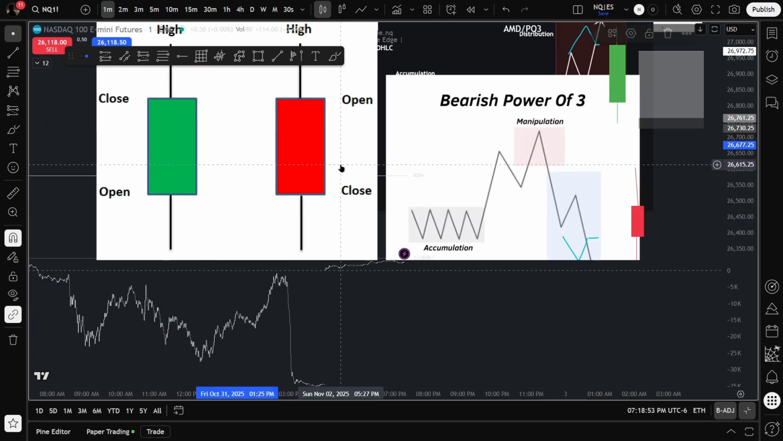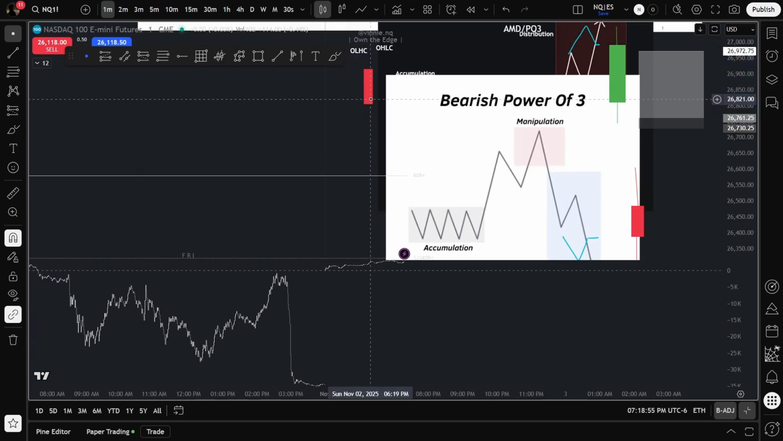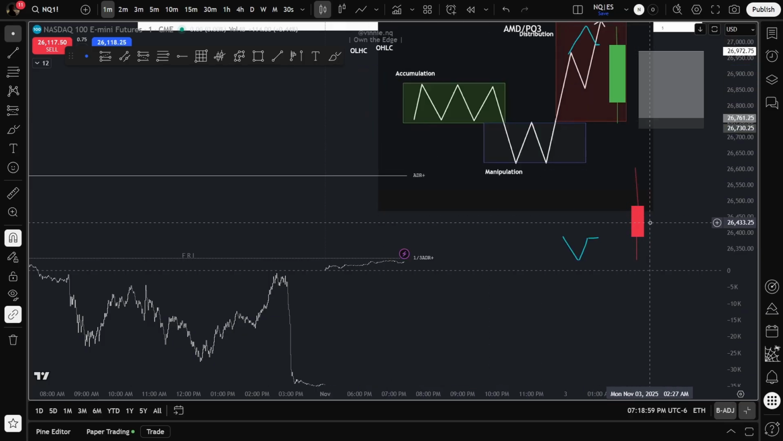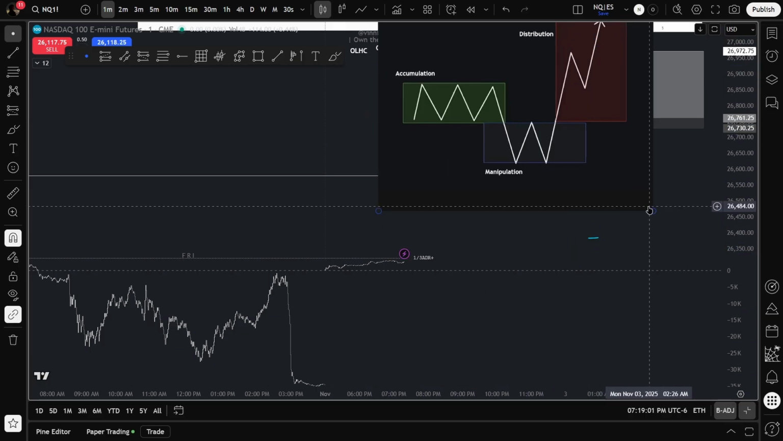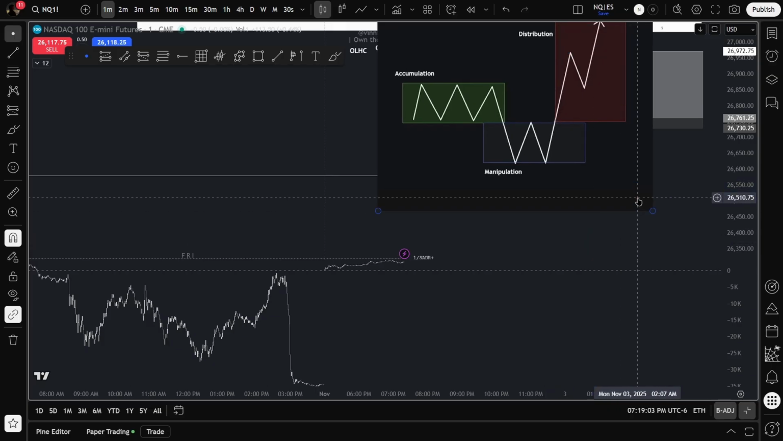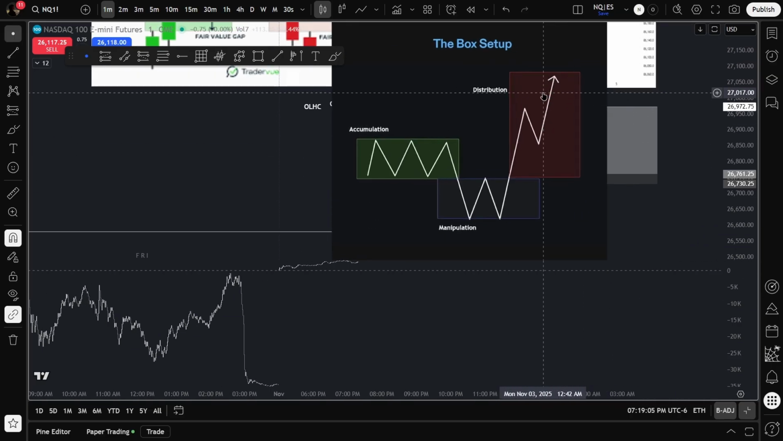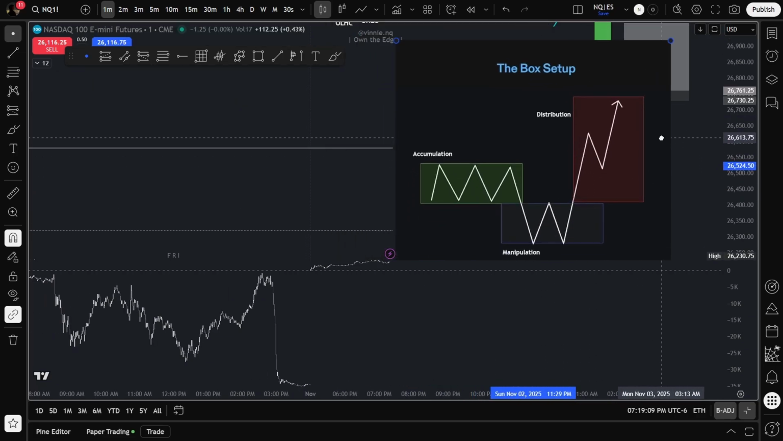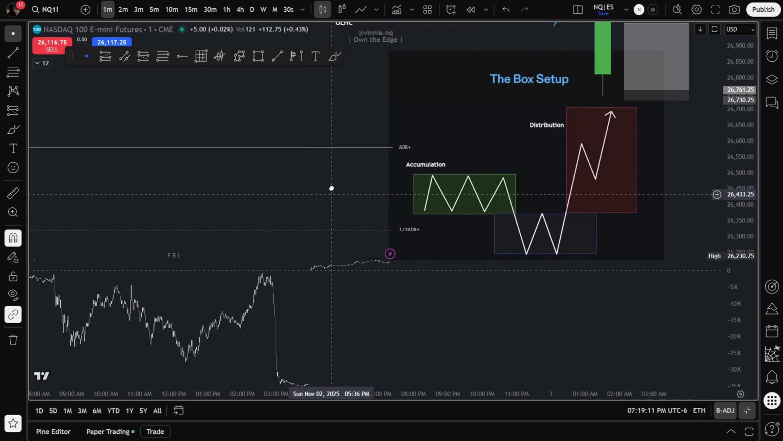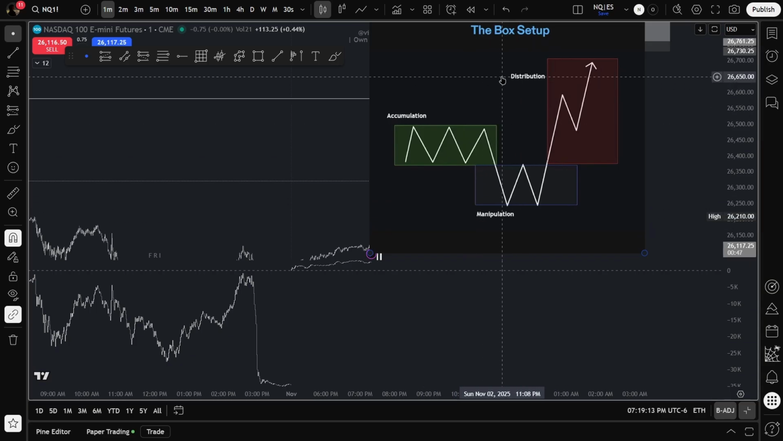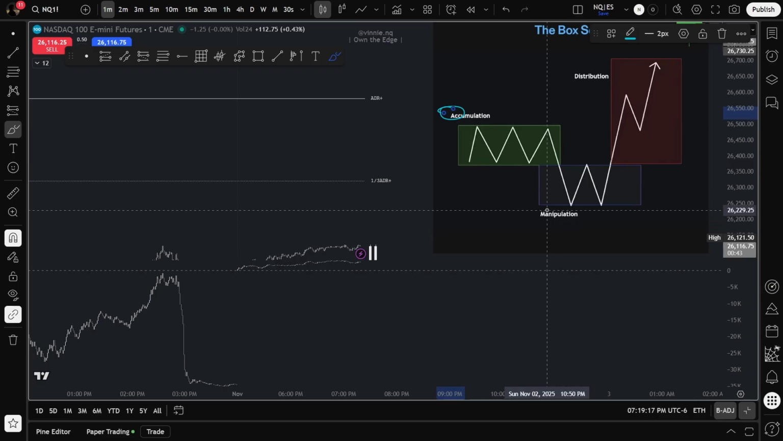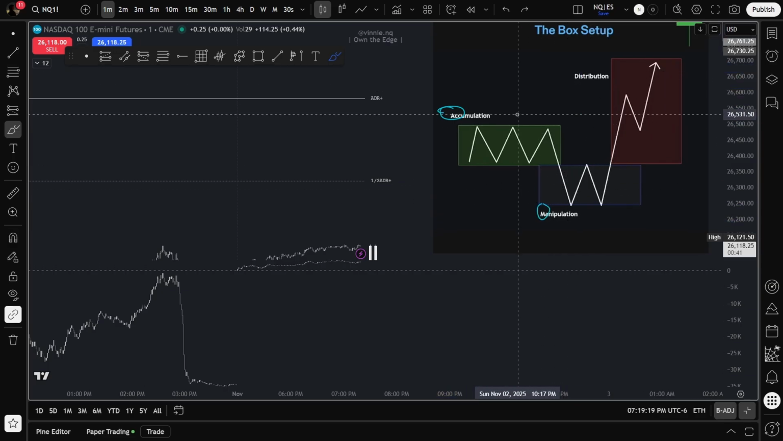So I'm gonna delete this now. We just covered open, low, high, close, and power of 3. And basically the power of 3 has 3 moves, and those moves are called AMD. AMD stands for accumulation, manipulation, distribution, and it happens in that specific sequence: A, M, and D.